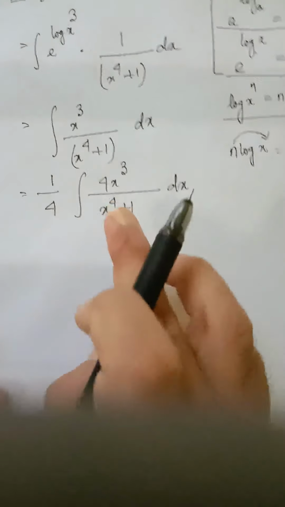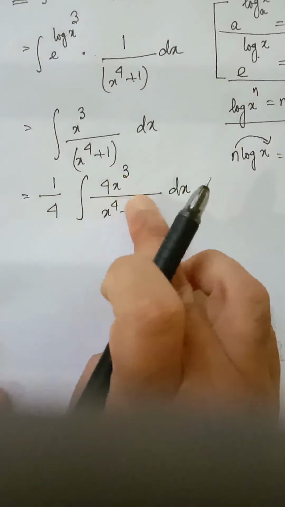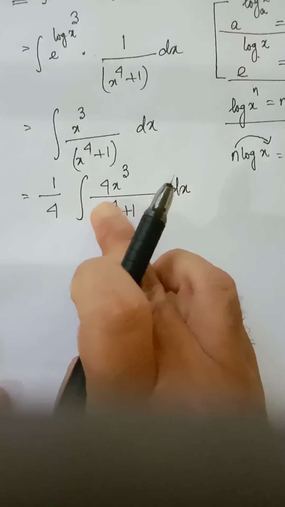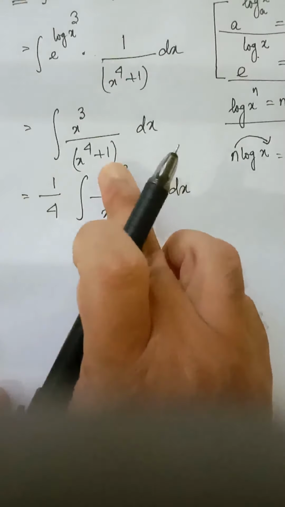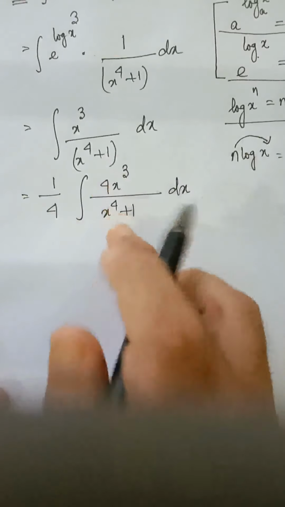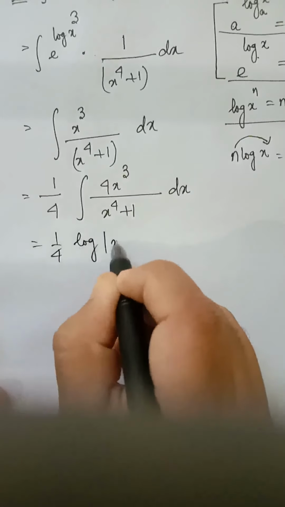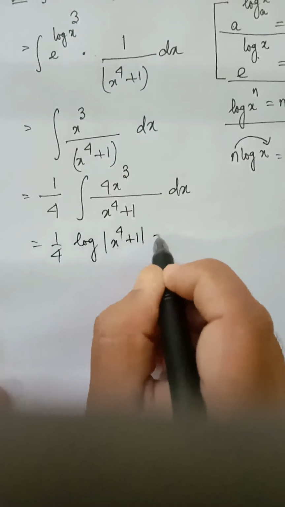Now you can see this integral is of the form f dash x by f x. This is our f x and this is our derivative. x to the power 4 plus 1 is our f x, and this is the derivative of x to the power 4 plus 1, which is 4x cube. f dash x by f x, so its integration will be log of f x. So it will be log of x to the power 4 plus 1 plus c.